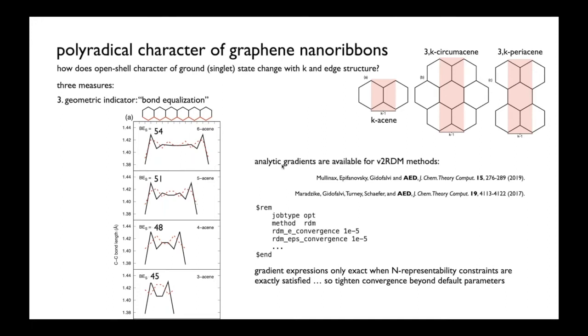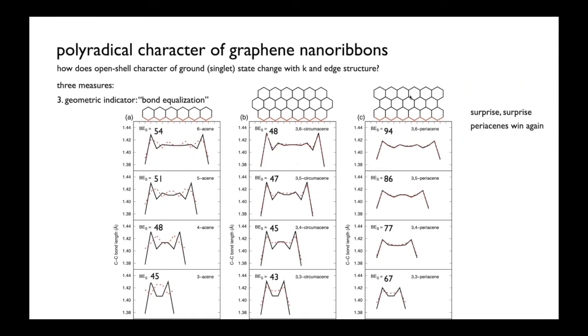We're able to do this in Q-Chem because analytic gradients are available for these V2RDM methods. You can read about how they're derived in these papers. If you want to actually do these jobs, all you need to do is change the job type to opt and maybe consider tightening your convergence thresholds because our gradient expressions are only strictly exact when N-representability conditions are exactly satisfied. Moving to these other larger molecules, I see a similar story.